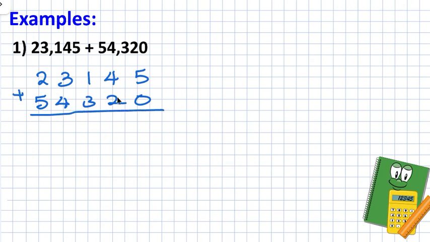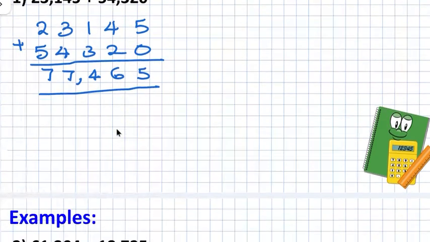So let's start adding. We're going to add them column by column. If you look at this, we have 5 columns. This is column 1, 2, 3, 4, and 5. So we'll add each column individually. It's that simple. 5 plus 0 is 5. 4 plus 2 is 6. 1 plus 3 is 4, 3 plus 4 is 7, and 2 plus 5 is 7. So our answer is 77,465.